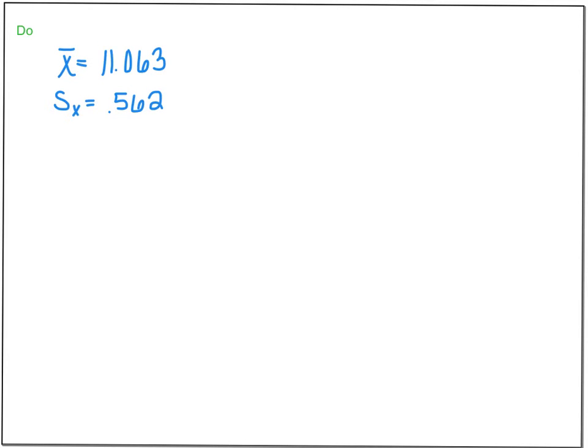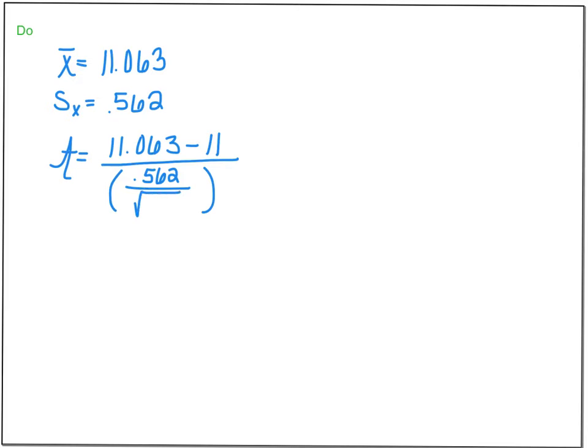Okay, so now I need to calculate my t statistic, which I get by taking my sample mean minus mu, which is 11, my population mean, divided by the standard error, which comes from, take the standard deviation of your sample, 0.562, divided by the square root of the sample size, which is 24 different cookie weights. All right, so type that in your calculator, and I get 0.55. All right, so I'm going to sketch a picture as well.